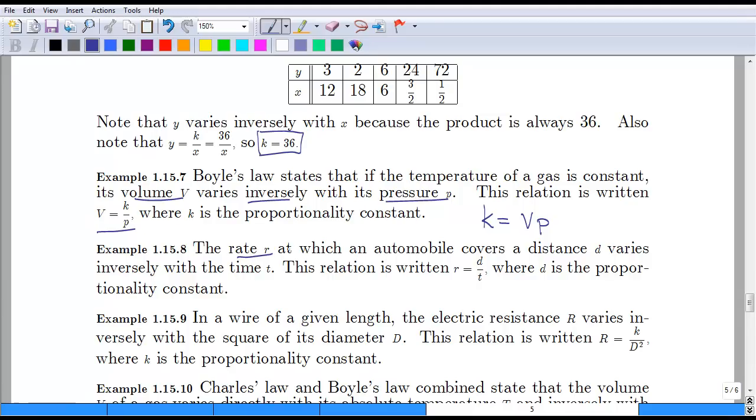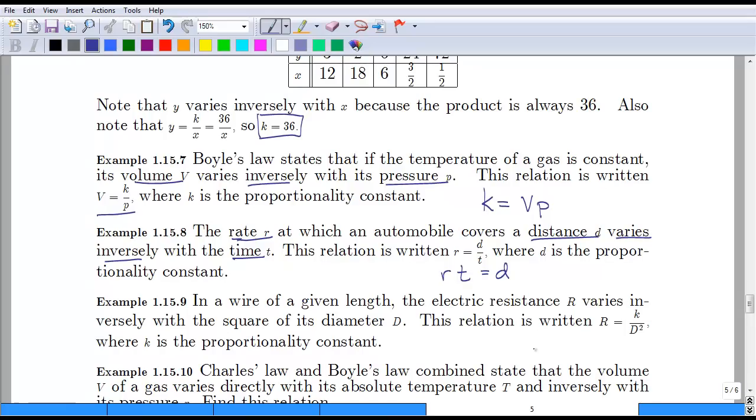Now, if you drive on a daily basis, you've seen this before: the rate at which an automobile covers distance varies inversely with time. So in this case, R times T is going to equal the distance. Distance is the proportionality constant. R is the thing that's varying inversely, not the distance.